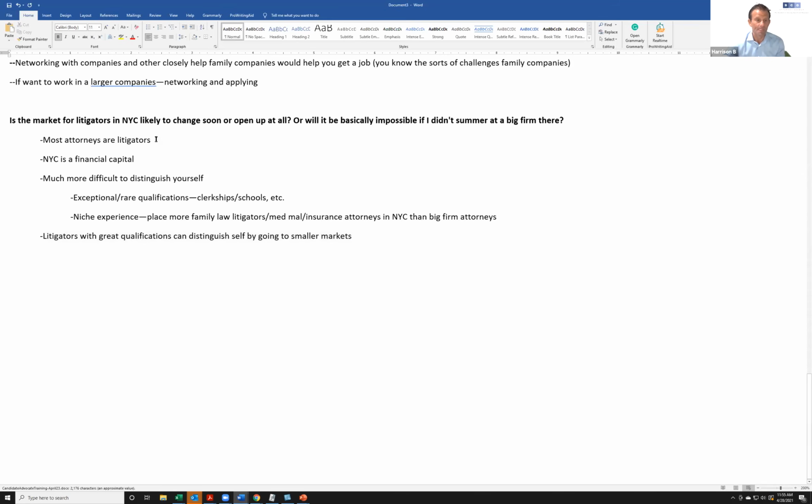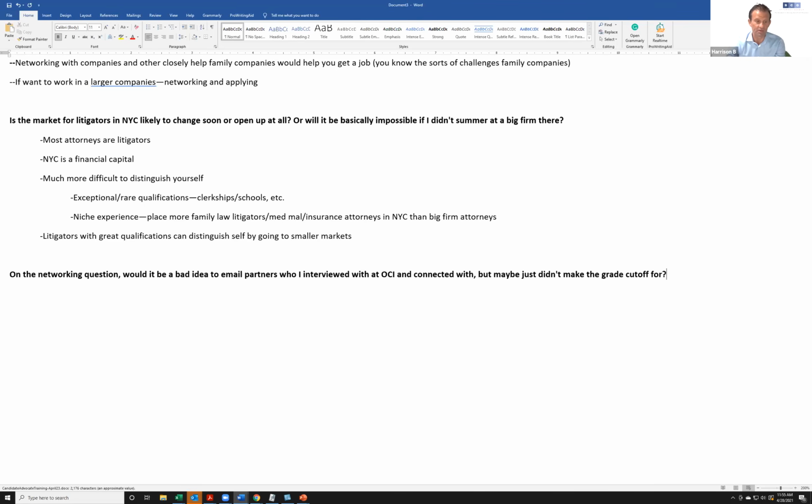If you were an ERISA attorney, for example, there might be 50 or 100 of you in New York, but if you're a litigator, there are going to be maybe tens of thousands. So it's much more difficult as a litigator. I don't think that's going to change very soon, but it may. When the economy slows down, there is more demand. And if you're in a niche market, I can place people in niche markets, but those aren't big firm jobs or niche practice areas.